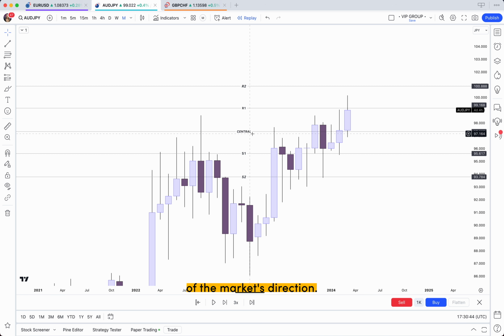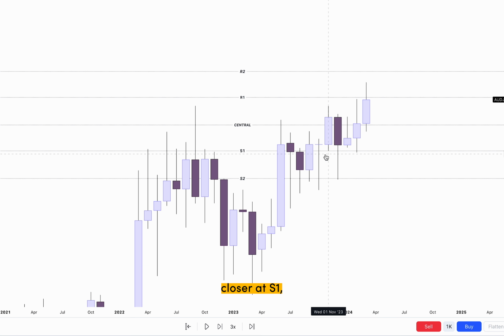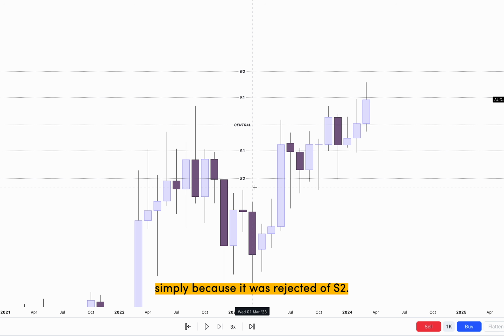Okay guys, so looking closer at S1, you can notice these weak rejections over here where the price tried to push down but was quickly pushed back up simply because it was rejected off S2. And as you can see, these rejections have been happening consistently since July 2023, which clearly shows a strong bullish sentiment. So what it actually tells us is that the sellers are struggling to gain control and buyers are stepping in with force at these levels.